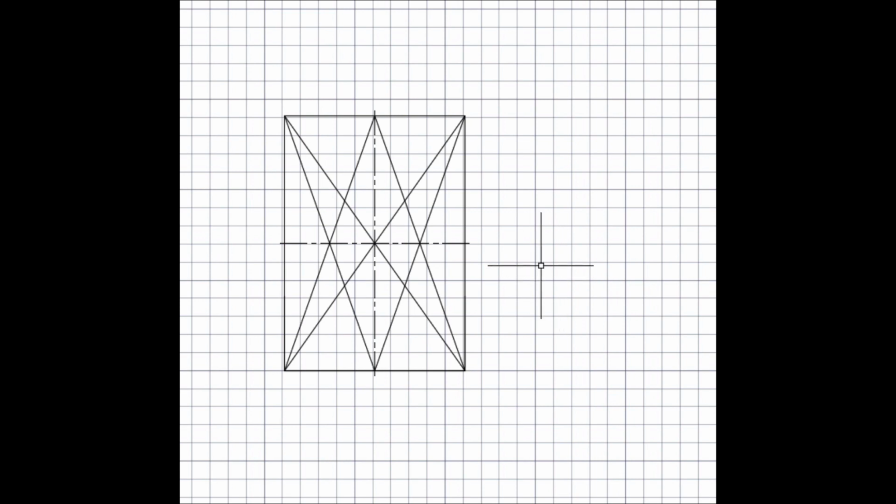Now, where things happen is on these points right in there. Now, we're going to have to move on to doing a root 4 rectangle.